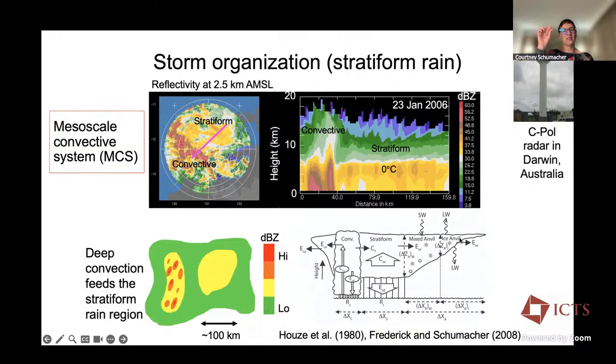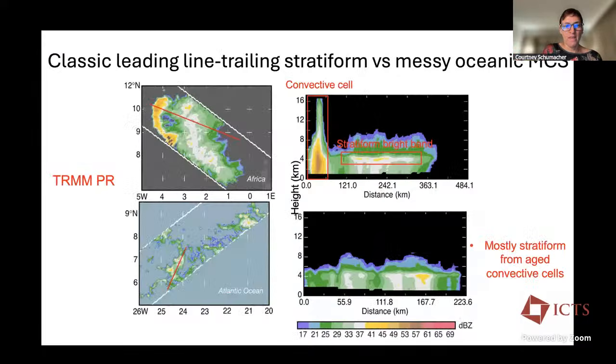I'm going to talk only the tiniest bit about anvil. I'm not sure how much you guys are going to cover it in the next 2 weeks, but these MCSs can create a large amount of anvil. Just because I'm an observationalist, I want to show you how these things might vary.